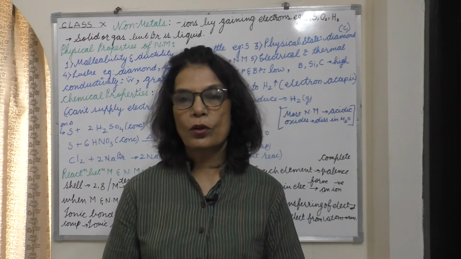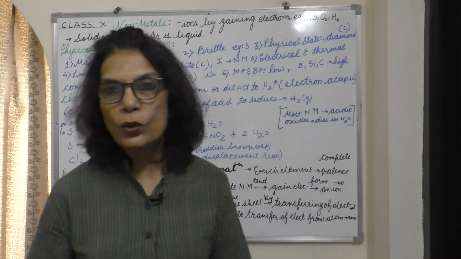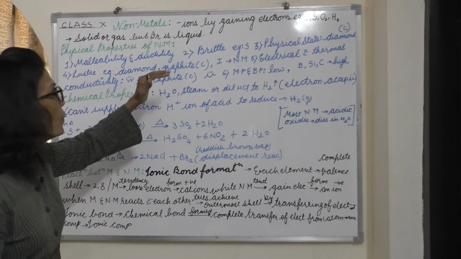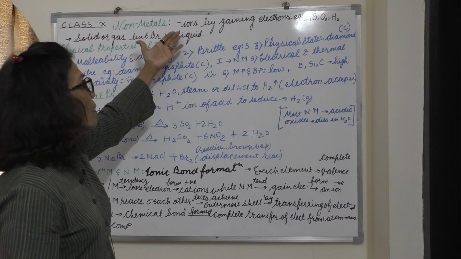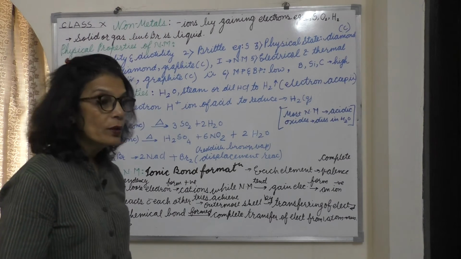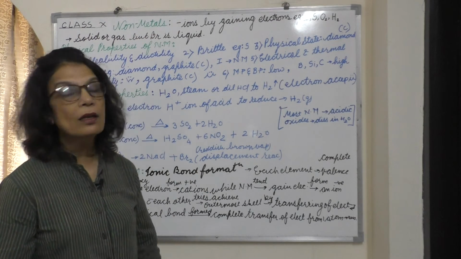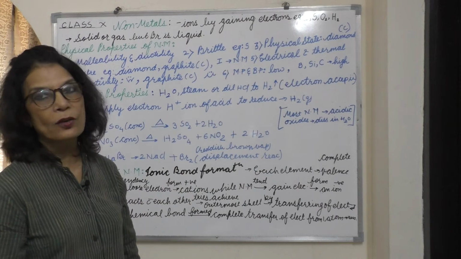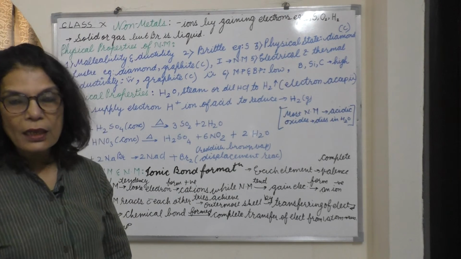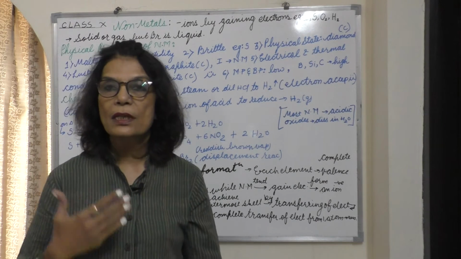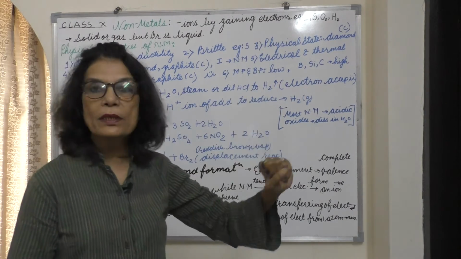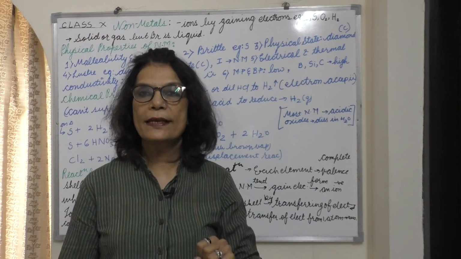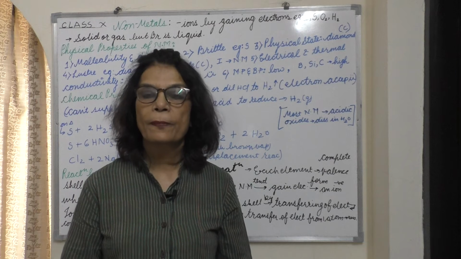What are non-metals? Non-metals are those elements which form negative ions, and they do so by gaining electrons. They gain electrons from the other substance. Examples are iodine, sulfur, oxygen and hydrogen. They are examples of non-metals.